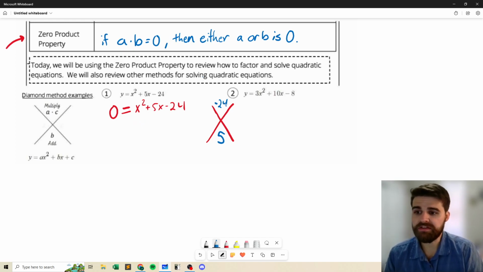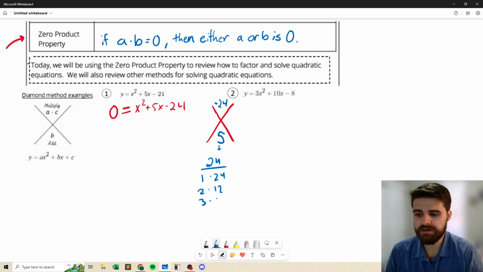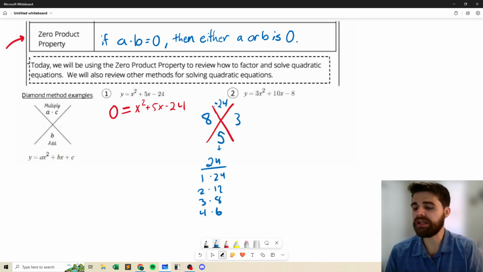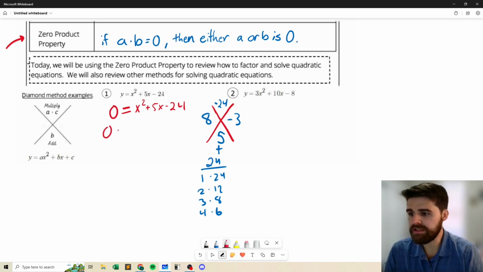Okay, so now my job is to think through all the factors of 24 and see if I can get them to combine to add up to 5. So you might think through your factors like this, 1 times 24, 2 times 12, and so on. Looks like 3 times 8 is going to work. So I'm going to throw in those two numbers, 8 and 3. But notice I need to multiply to get negative 24. So one of these has to be negative, and if we're adding up to positive 5, that has to be 3. Okay, so now I have the numbers needed to turn this into factored form.